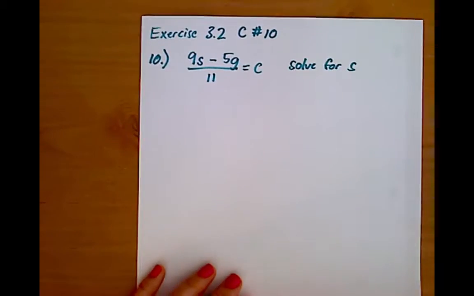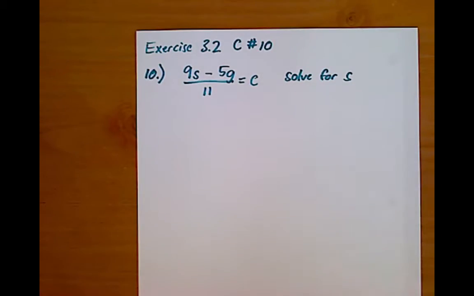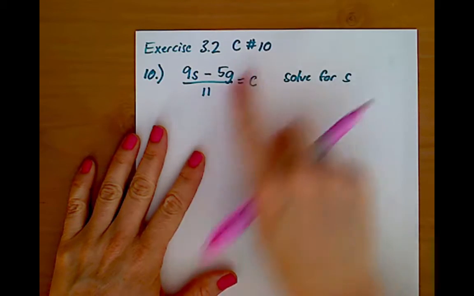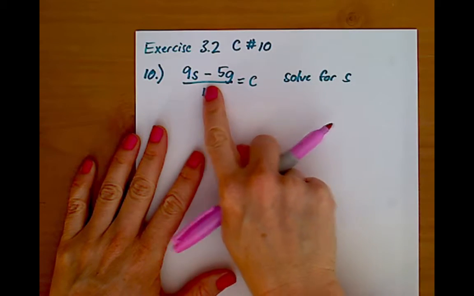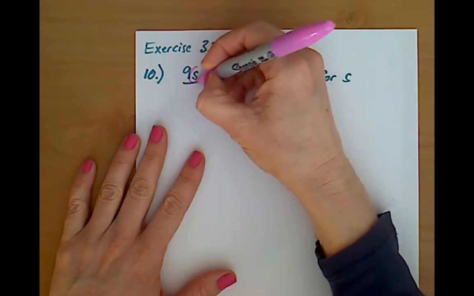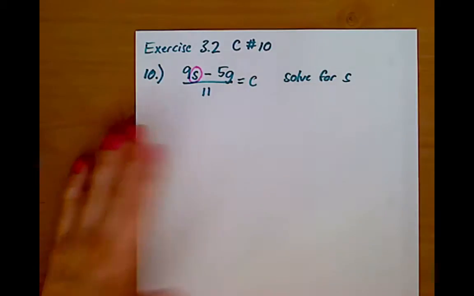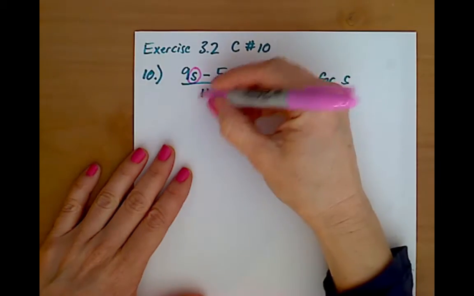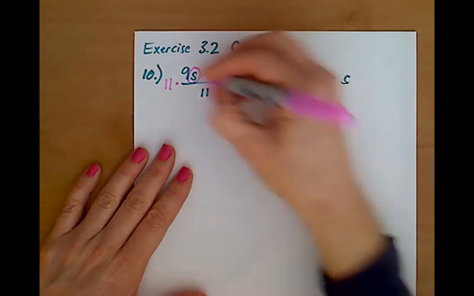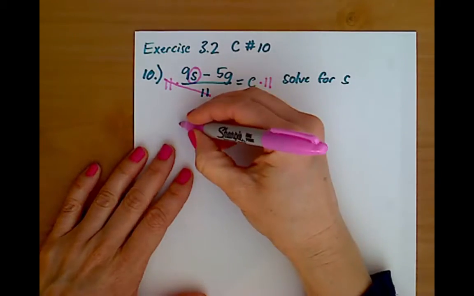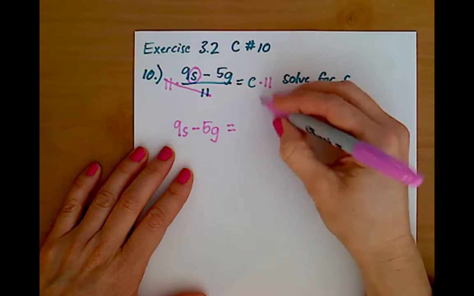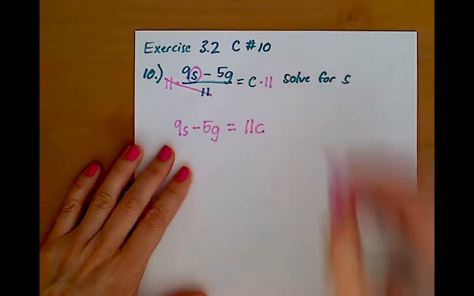Number 10. So exercise 3.2, part C, number 10, we have 9s minus 5g divided by 11 is equal to c, and we're solving for s right here. It's in the top of our fraction, which is nice. So the first thing we're going to do is get rid of that 11 on the bottom. So we'll multiply both sides by 11. These two divide to 1, and we're left with 9s minus 5g here. And over here we have 11c.